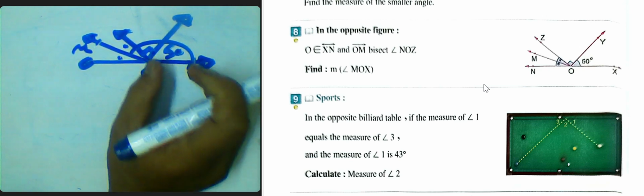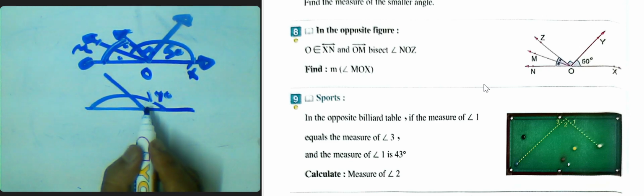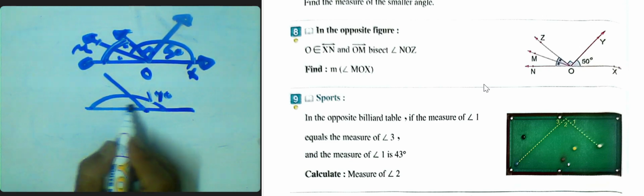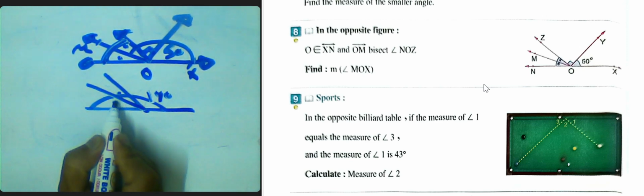We know 50 plus 90 will be 140. Subtract from 180 to give this angle. Understood? Because the measure of this straight angle will be 180. 180 subtract 50 plus 90, which equals 140. Then the remainder here will be 40. 40 divided by 2 will be 20 and 20. Okay, I will solve this example by using both methods.